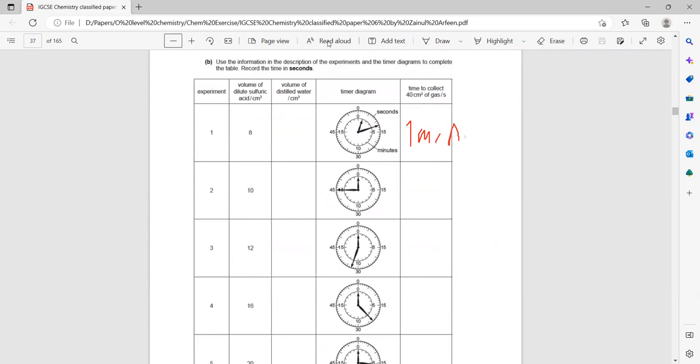For volume and time, it should be in seconds. As I mentioned here, it should be in seconds. You cannot write in minutes. So for the first experiment, the volume of distilled water which was added was 12, because the total volume is 20 for the solution. That's why it was 12.